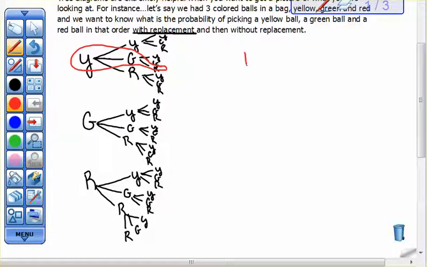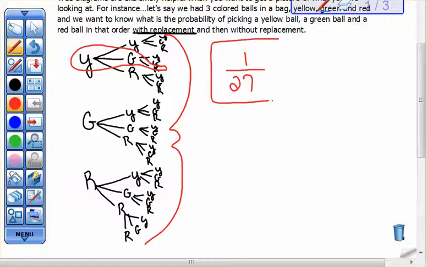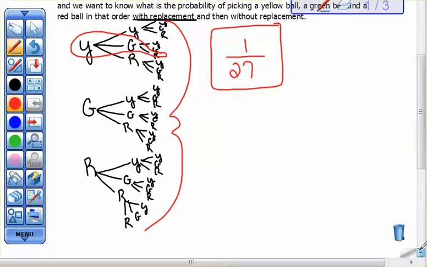So that would be one success out of a total of 27 possibilities. Now, this is one way that we can look at this. We're also going to look at another way to do it. But tree diagrams can be very helpful if you need to see what you're working with, see all the different possibilities, but it can be a little bit cumbersome also.